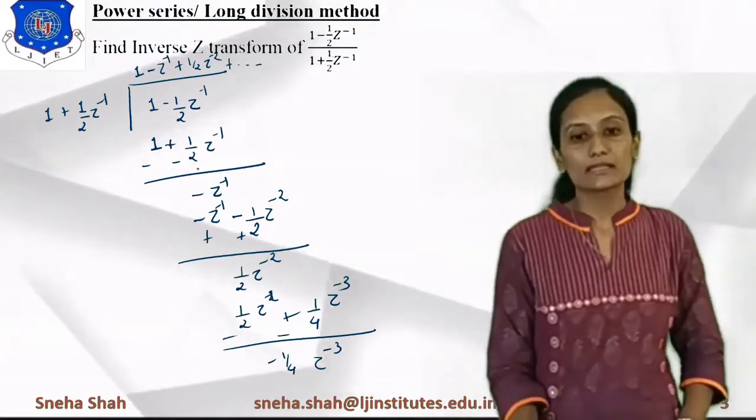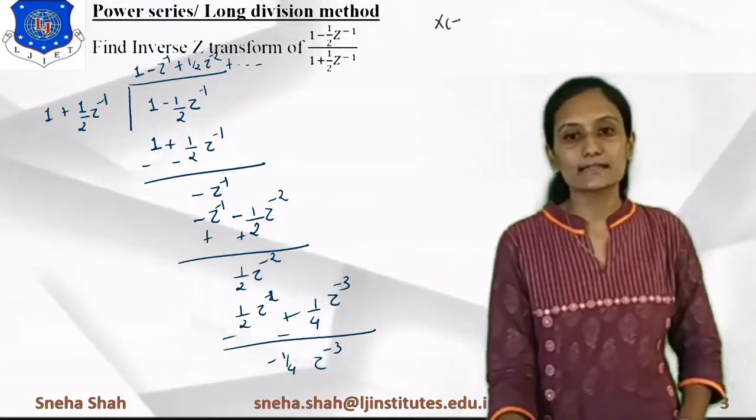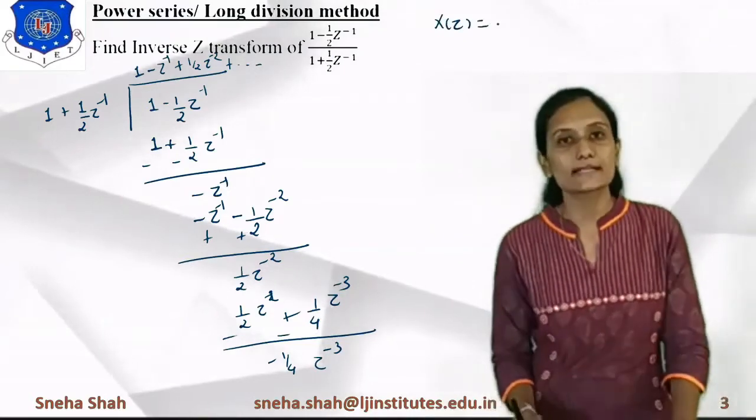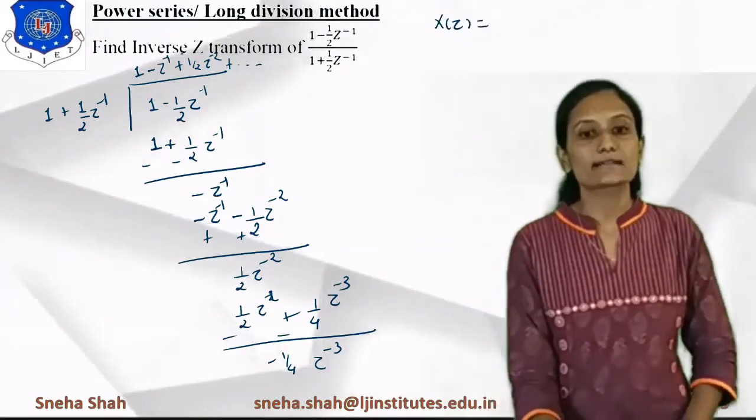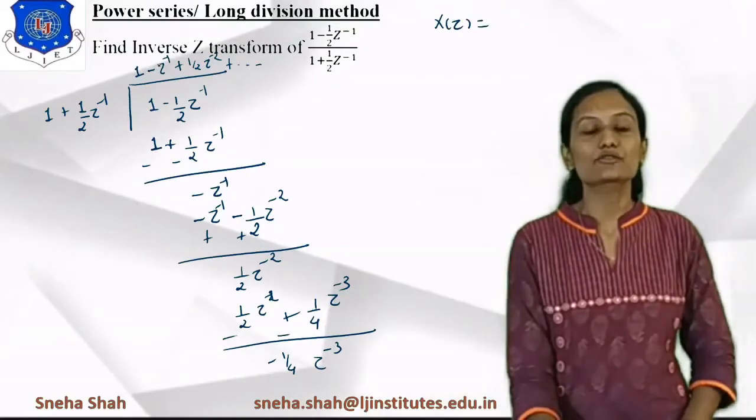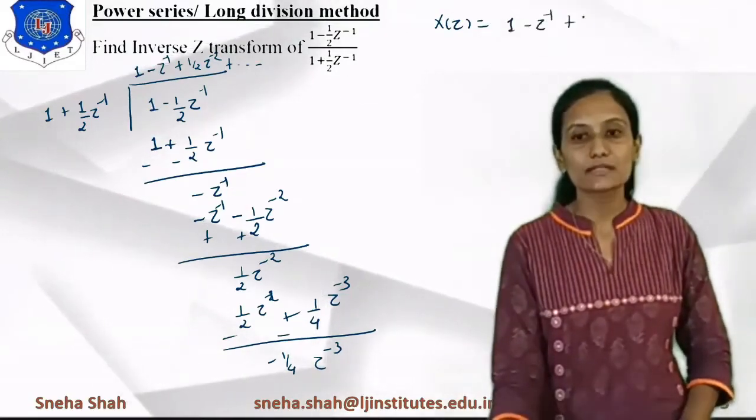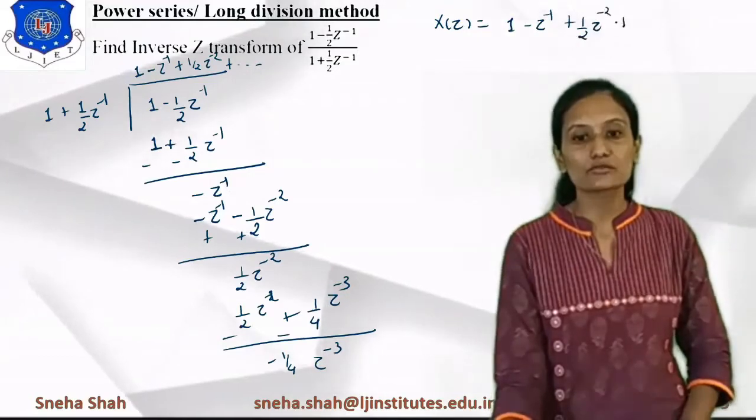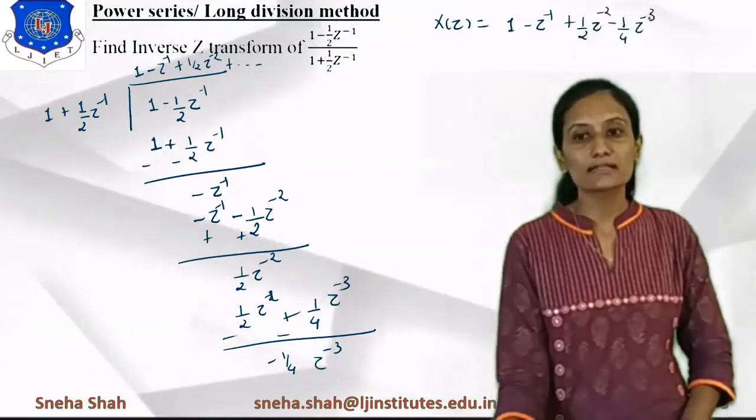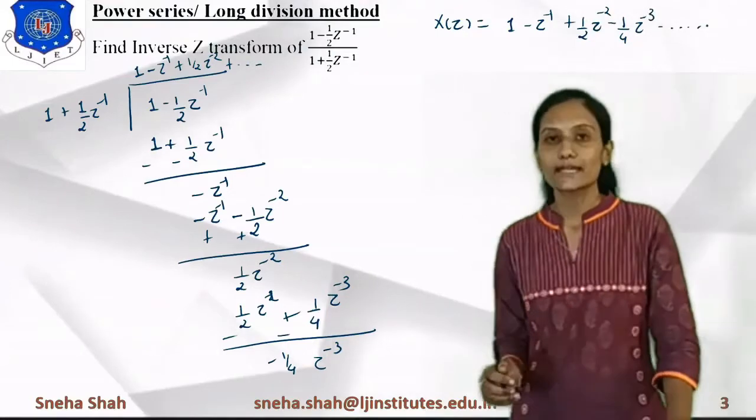Now from this we can write the answer like this: X of z equals... what will be the answer? This is the final answer. So this is the answer of X of z. What is the value of X of z? Its value equals 1 minus z^-1 plus 1/2 z^-2 minus 1/4 z^-3 up to infinity.